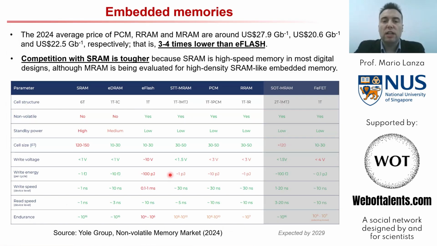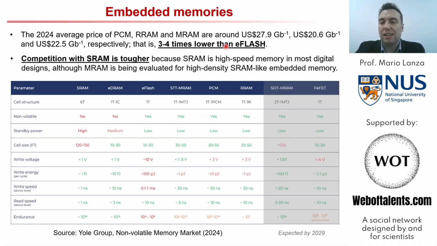And the second sector is the one of embedded memories. And here the panorama is a little bit different. The only contender for the non-volatile embedded memory market is embedded flash. However, embedded flash shows inconveniences in terms of high operation voltages and high energy consumption. Moreover, the price of memristors is already quite competitive, even lower than the one of embedded flash. And therefore, here we start to see some chances of success.